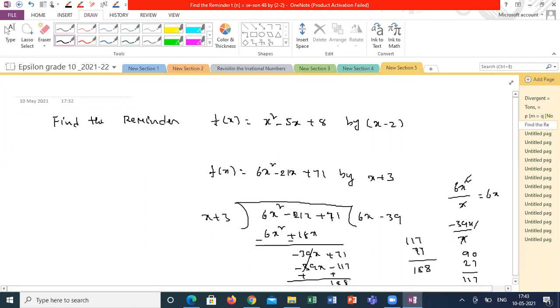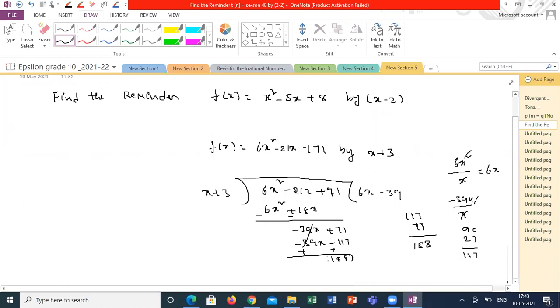188. What is the remainder in this case? Is it right? 188 is the right answer. Is 188 the right answer? Guys, are we here? Yes, sir. No one is replying.